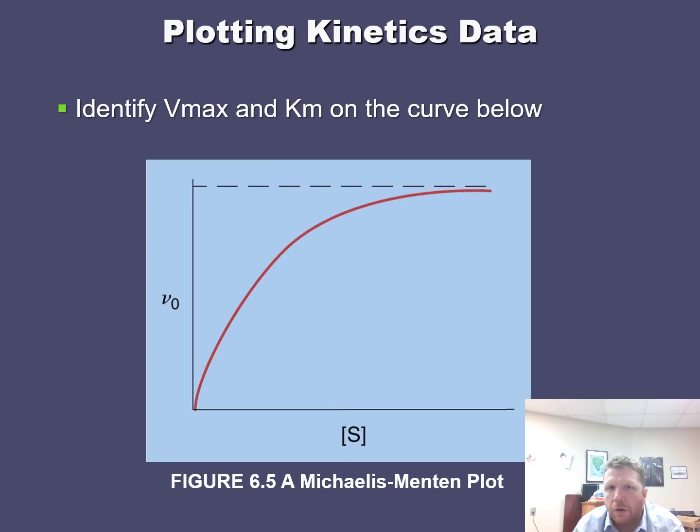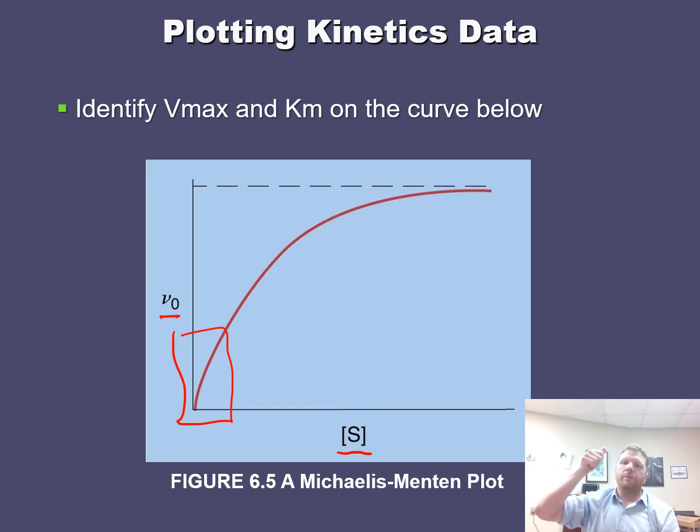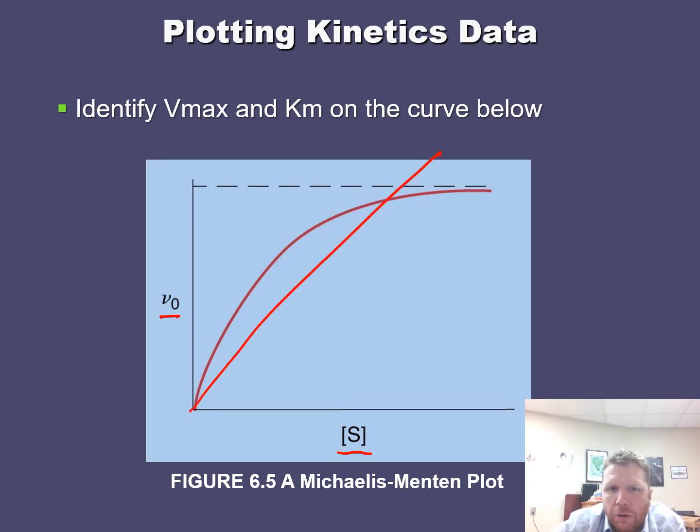So this right here is a Michaelis-Menten plot. Our y-axis is our initial velocity, graphed against our substrate concentration. What you notice early on is that as your substrate concentration goes up, so too does your velocity. You can continue that on, but one thing I want you to take away is that this is not a linear plot. The line that I drew there is a linear representation.